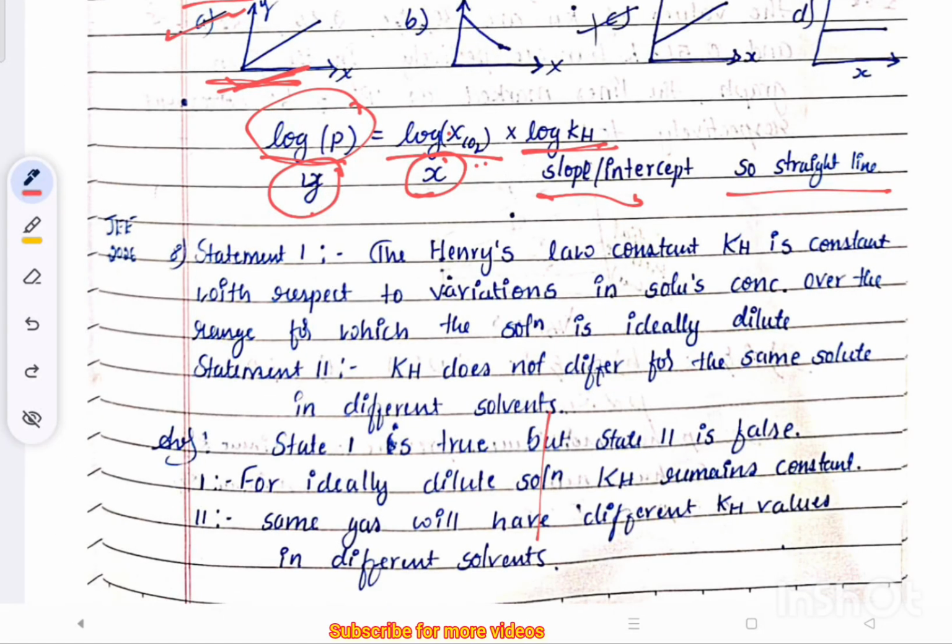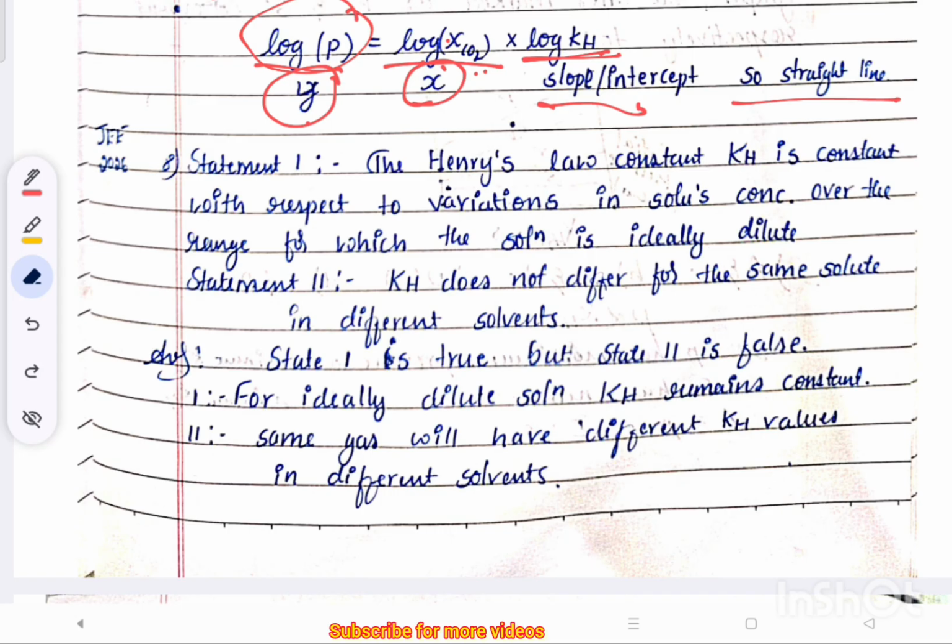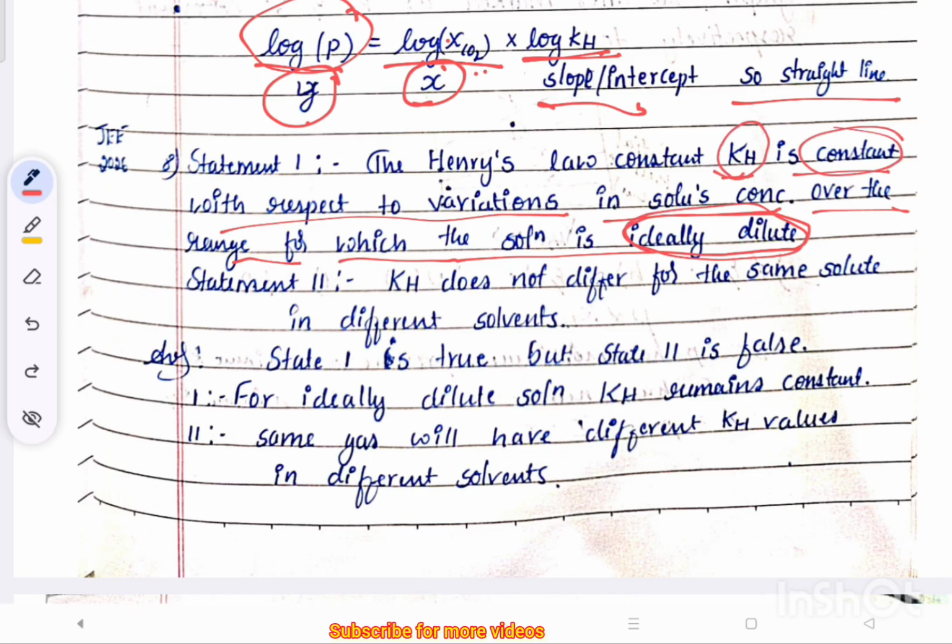Next, they gave statements. Statement 1: the Henry's law constant KH is constant with respect to variations in solution concentration over the range for which the solution is ideally dilute. For an ideally dilute solution, the KH value is constant. That is the main thing.